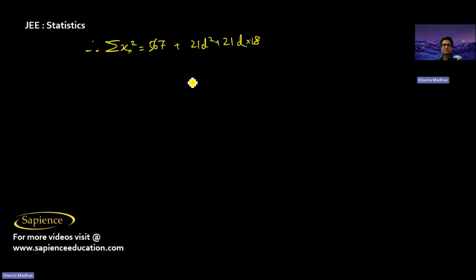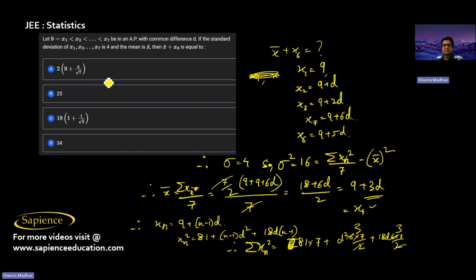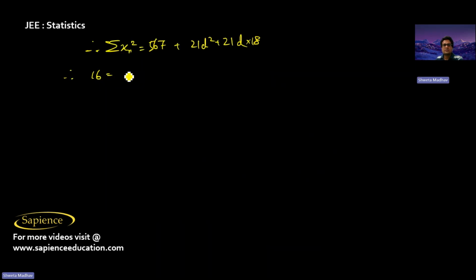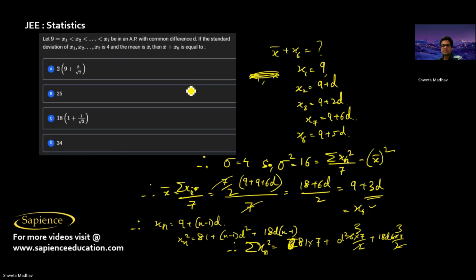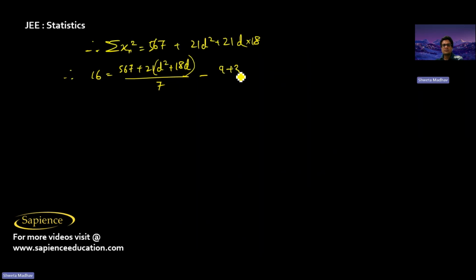So this by 7. So therefore, I can say 16 is equal to (567 + 21d² + 18d)/7 minus x bar, which is (9 + 3d), (9 + 3d) whole square. Then d we can find out.